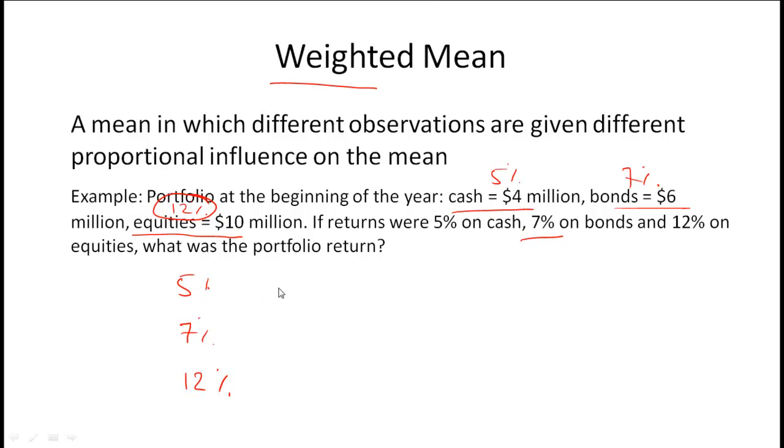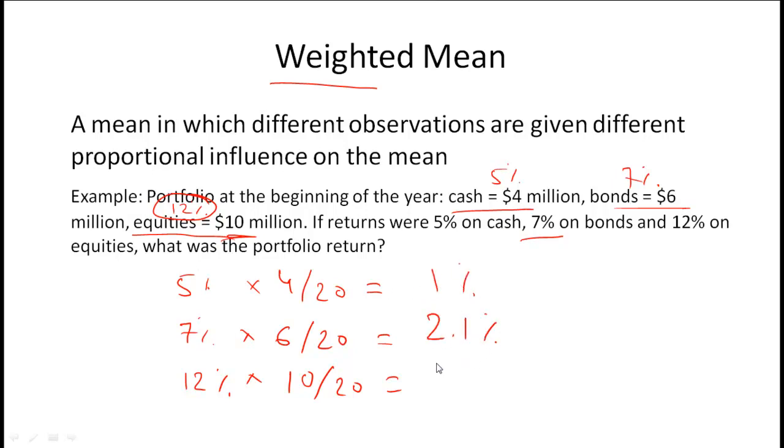So cash 5% return, what's the weightage? It is 4 divided by 20. 4 million cash divided by 20 million, which is the total portfolio. Bonds would be 6 million divided by 20, and equities is 10 million divided by 20. And the way you calculate the weighted mean is multiply the return by the weight. So you multiply these out, and the numbers that you will get are 1%, 2.1%, and 6%. And you add all these up and you get 9.1%. So your weighted average return is 9.1%.